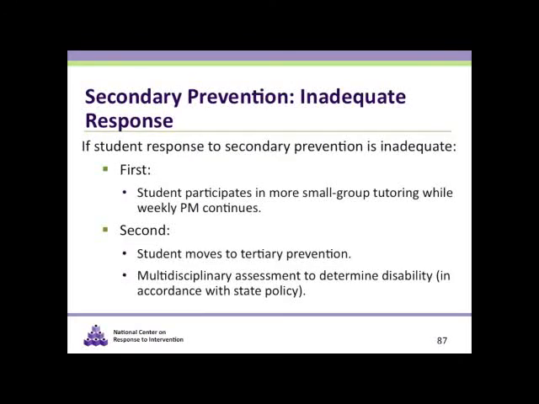If student performance is inadequate according to either the slope or end level tables you just saw, two courses of action can be taken. First, in some RTI frameworks, the student participates in another round of small group tutoring, which is either similar to or different from the tutoring that was already delivered. Student progress is monitored weekly, and the student slope and end level are evaluated at the end of this secondary prevention round of tutoring. Another option is for the student to move into tertiary prevention.